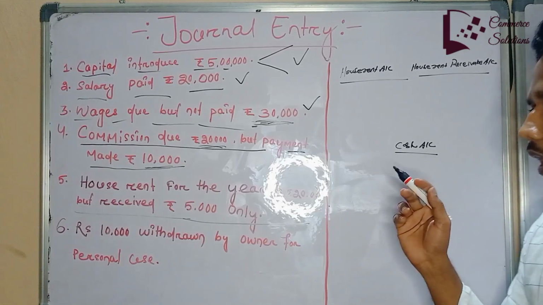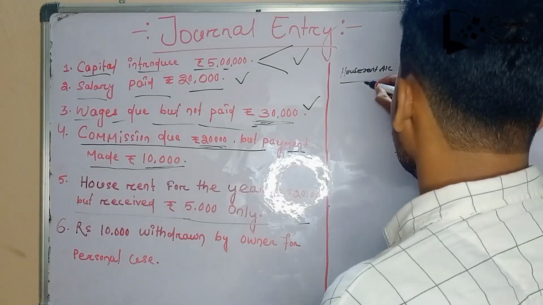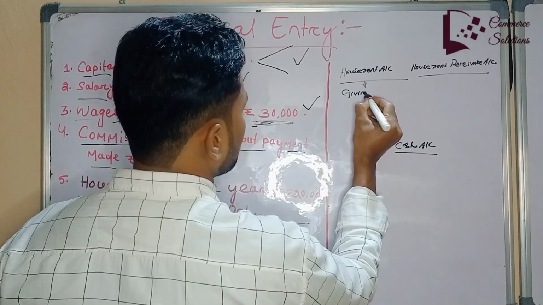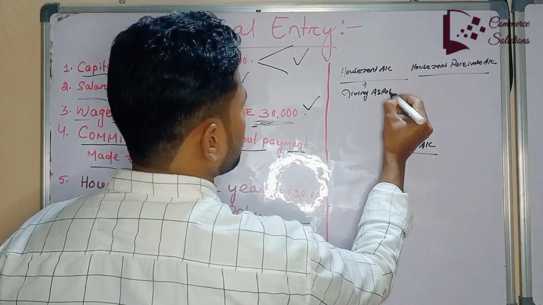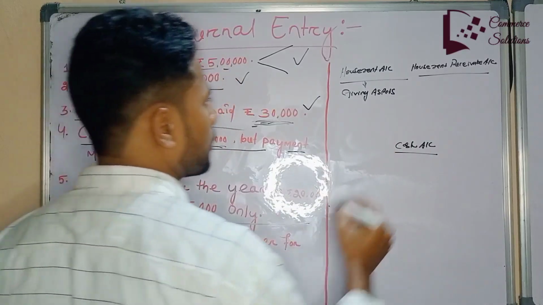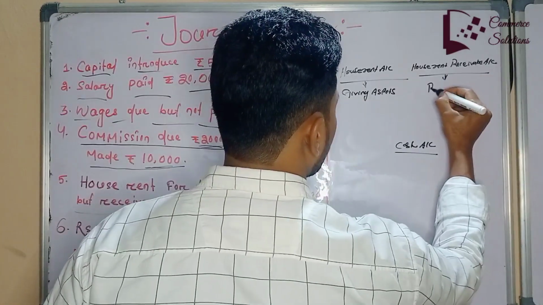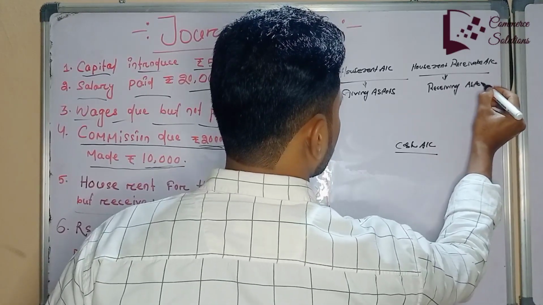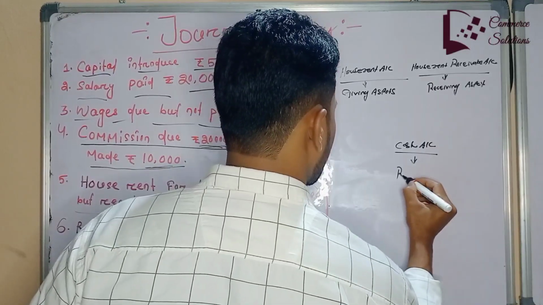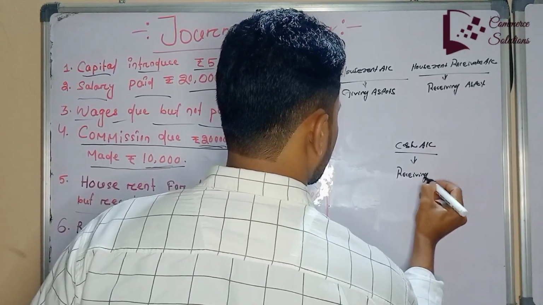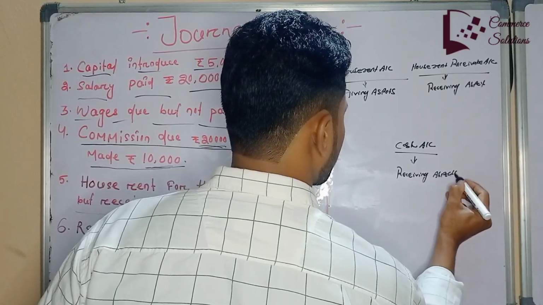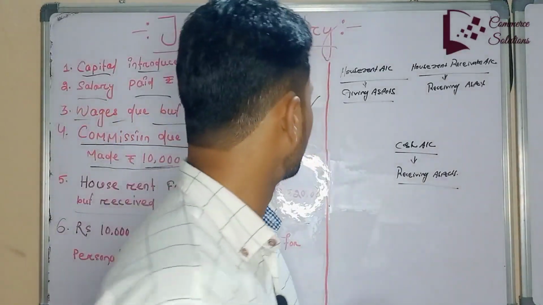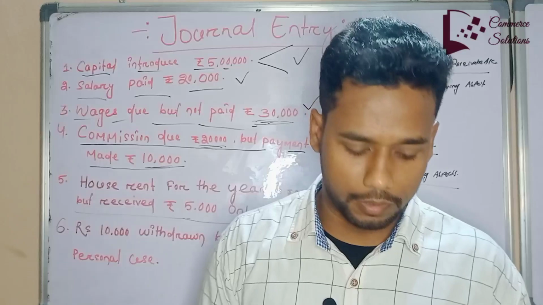So house rent is a giving aspect. House rent receivable is a receiving aspect. Cash is a receiving aspect. So house rent is the receiving aspect. Oh, sorry, house rent is the giving aspect.